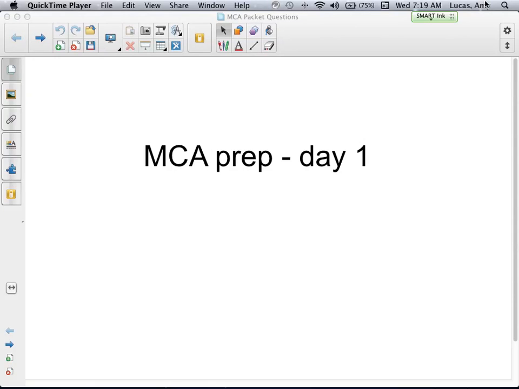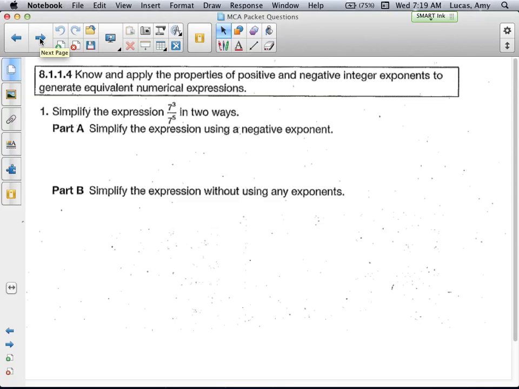MCA Prep Packet Day 1. Benchmark 8114. This should be on page number 7 in your packet. Know and apply the properties of positive and negative integer exponents to generate equivalent numerical expressions.